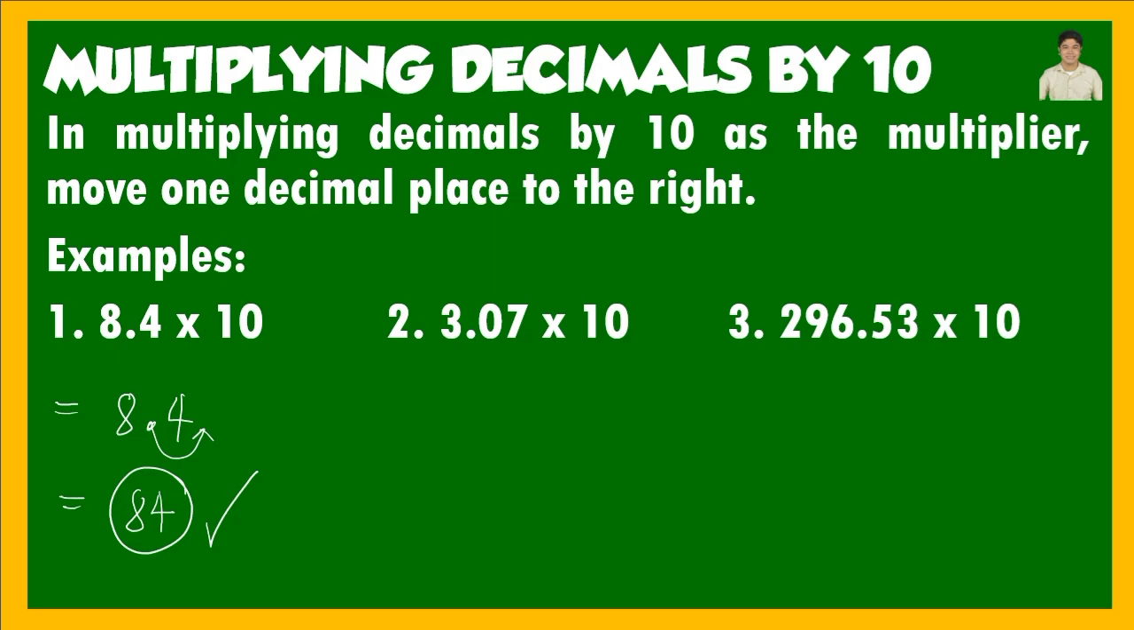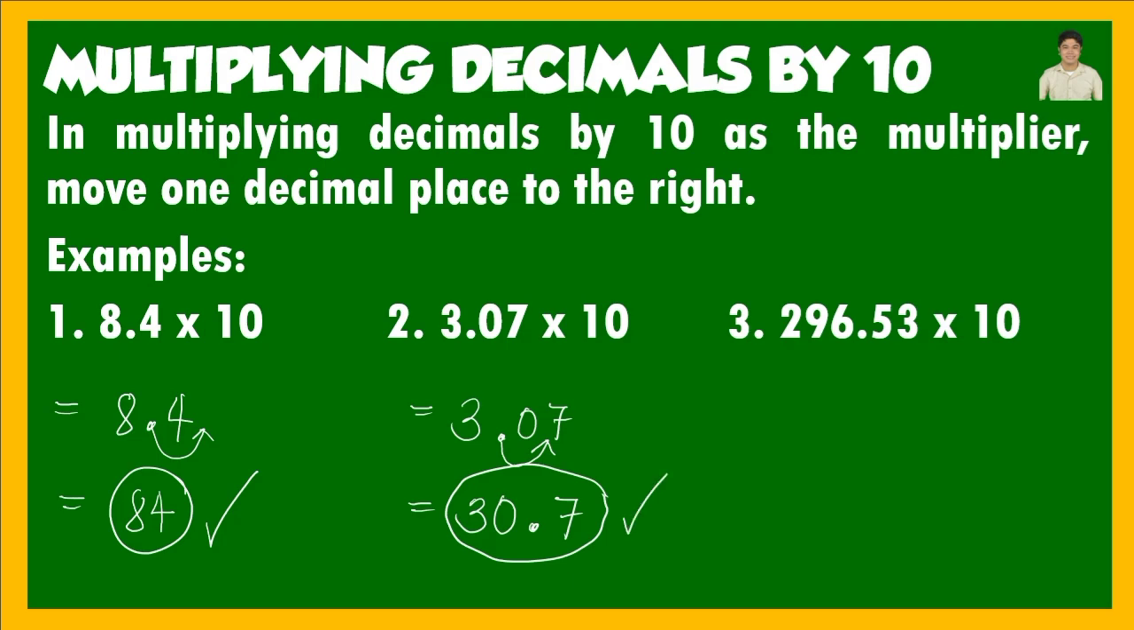Next, 3.07 times 10 or 3 and 7/100 times 10. So, sulat natin 3.07. And then, we move 1 decimal place to the right. So, ito siya. So, this will be our final answer: 30.7 or 30 and 7/10.